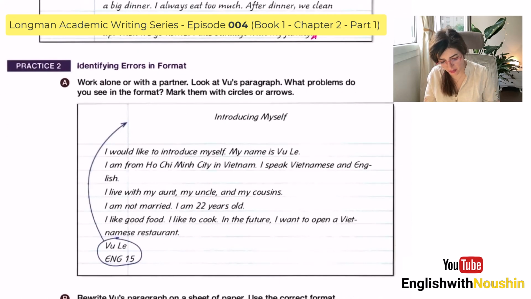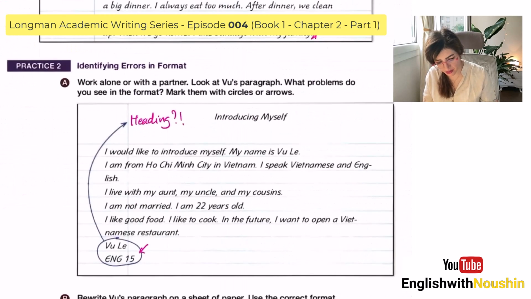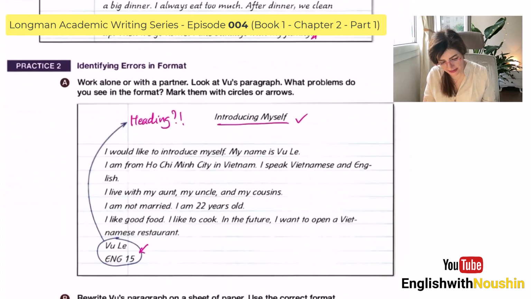So it's on paper, okay. Does it have a heading, name, and date? Well, it does, but it's here. So it should be up here. Okay, here we need a heading. And then we've got the title, introducing myself. That's okay, that's good.